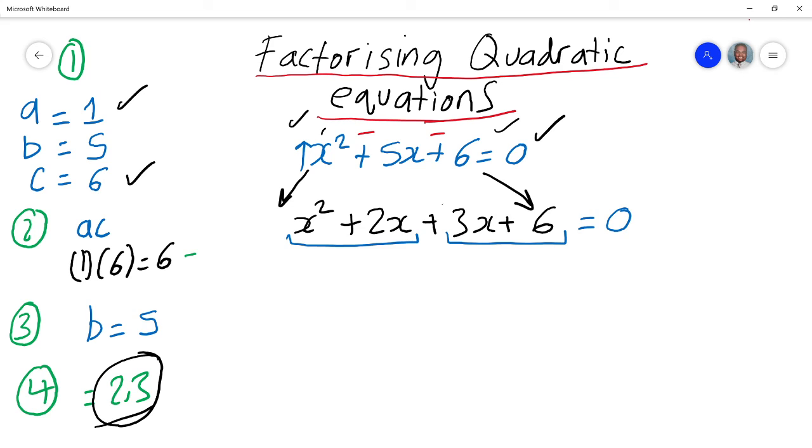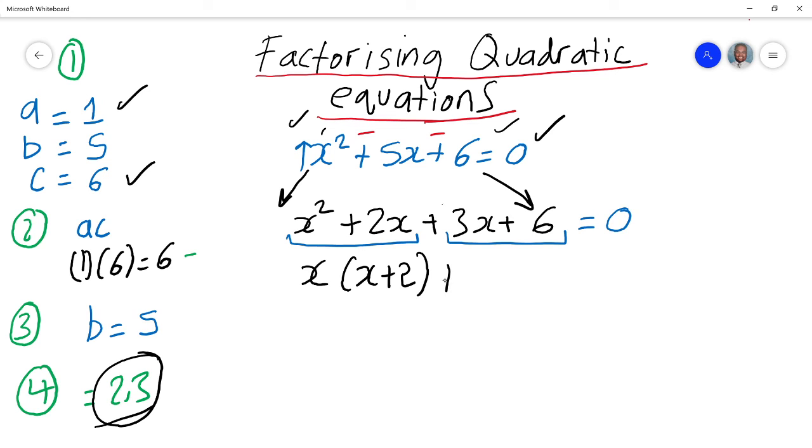Now, by now, we know what factorization is. We've looked at previous videos, so you're familiar with what factorization talks about. So if we were to factorize x squared plus 2x, what is that number or letter that is common? I can see that that is x, and that's x plus 2, because when I expand, which is the opposite of factorization, that becomes x squared plus 2x.